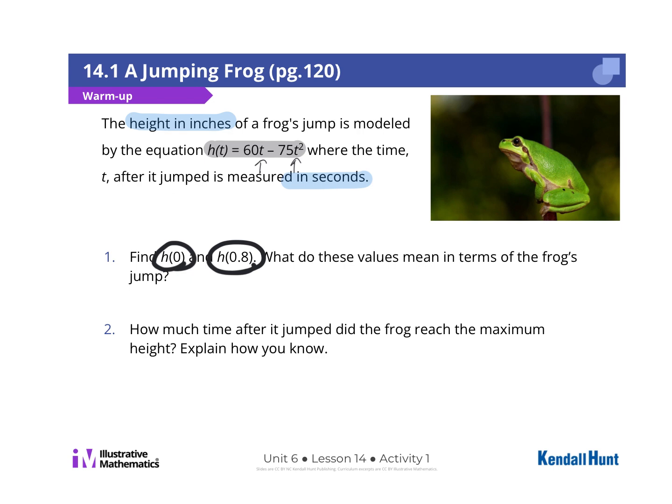And then we also want to interpret what those values mean. Okay, so give it some context. Go ahead and start with that one. And then our second question, how much time after it jumped did the frog reach the maximum height? Okay, so since we're looking for maximum height here, this would be our vertex. So take a few minutes, go ahead and pause the video, talk with your group, figure out the answers to these first two questions here, and then you can continue playing to check your answers.